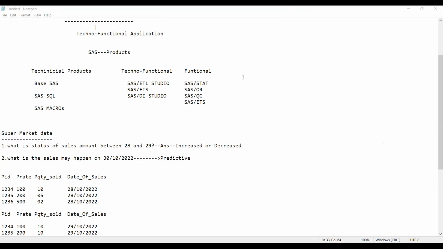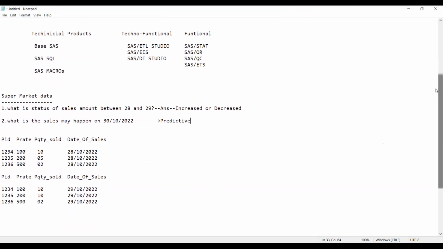Now tell me, in this particular situation, what do we need to do? First of all, guys, we have to prepare the data. First of all, we want to know the net sales amount. What is the net sales amount on 28 and 29?